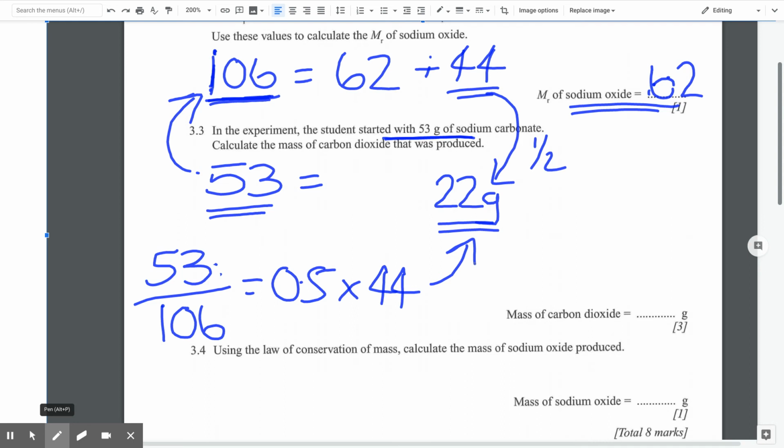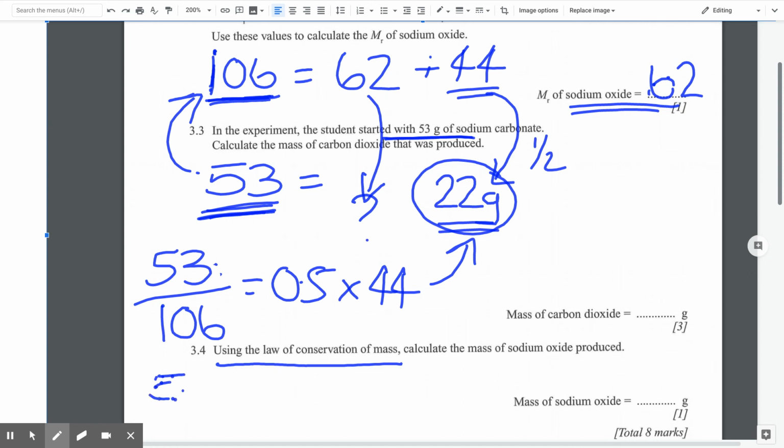And so by also doing that, we can then use that law of conservation of mass to know that if we started with 53 grams of sodium carbonate, and we produced 22 grams of carbon dioxide, what must this unknown mass have been? Again, there are a number of ways we can now do this. The question is asking us to use the law of conservation of mass, so we know that 53 is equal to a number plus 22. So that number must be 31.